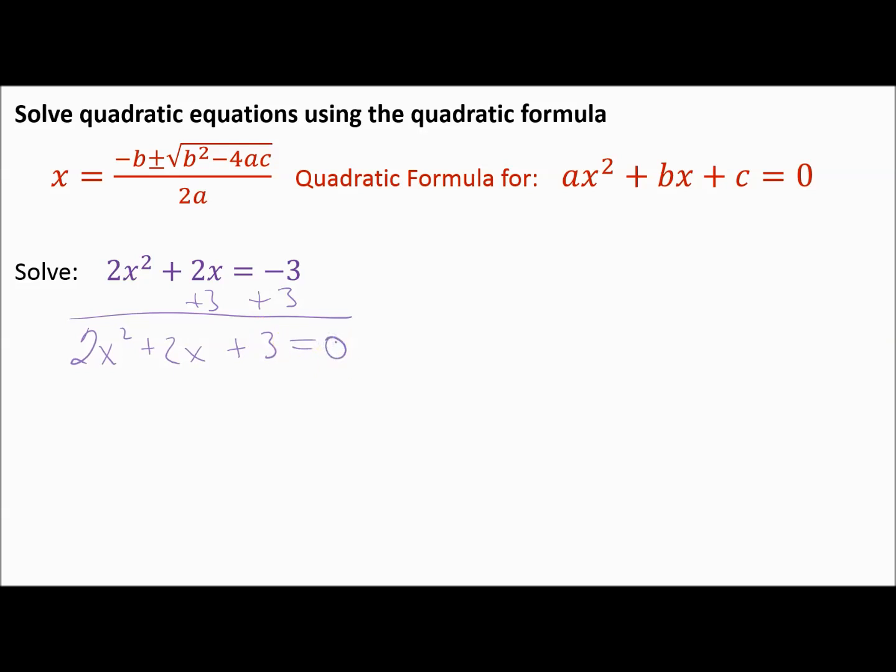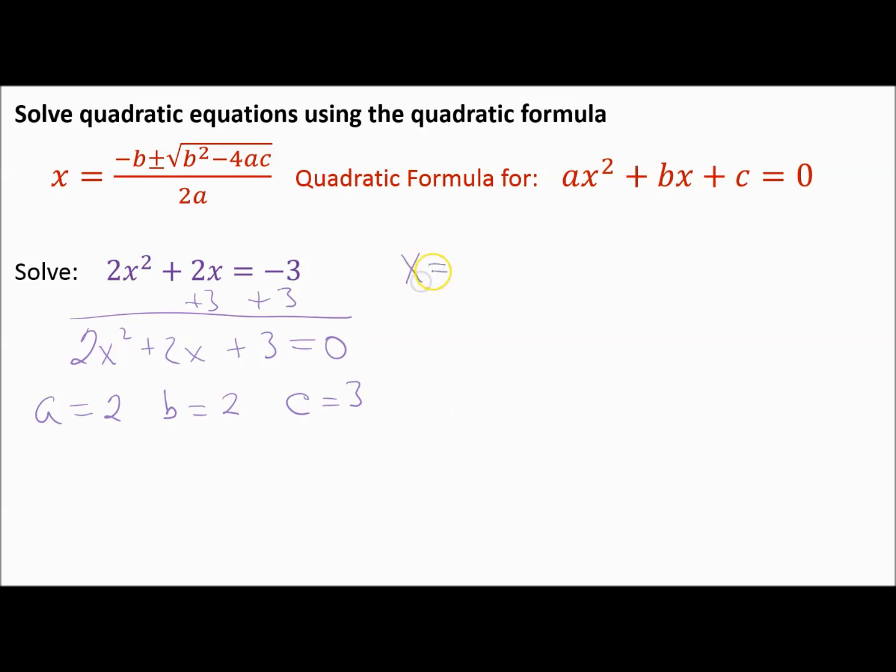Another way to think about this is anytime you need to move a term to the other side, it just changes the sign. It's negative 3 on the right, so when you move it to the left, it's positive 3. Now from here, I can see that a is the number in front of the x squared. It's called the x squared coefficient, which is 2. b is also 2, and c is 3. But notice it has to be equal to 0 before you can establish what a, b, and c are, because if you left it the way it was, you would have c as negative 3, and that's not right. It's positive 3.